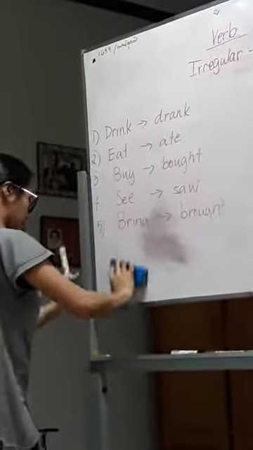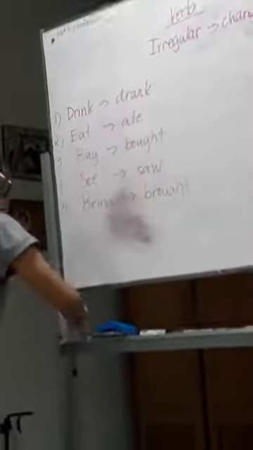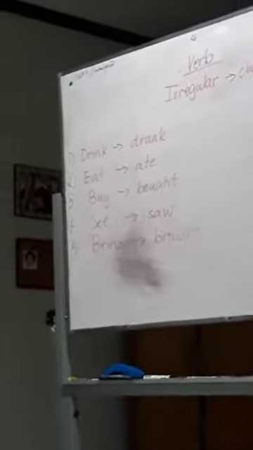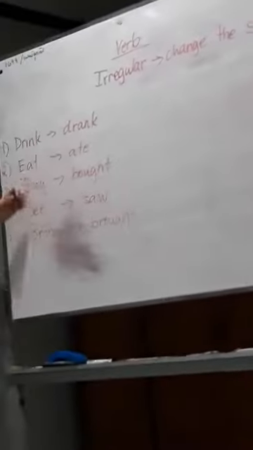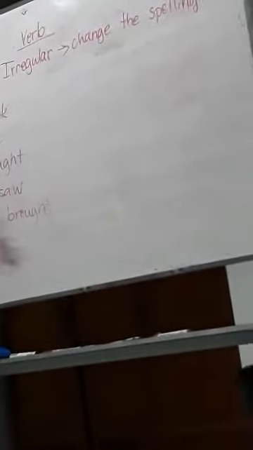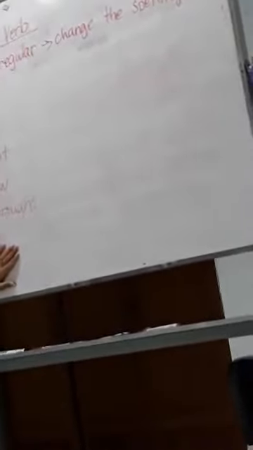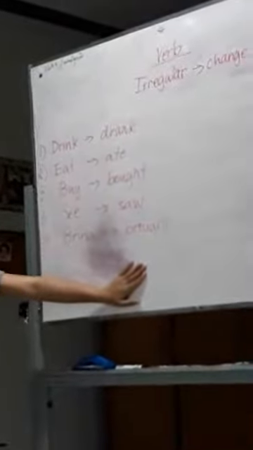Okay, so here are some 5 examples of irregular verb. As you can see, we did not add D or ED at the end. We changed the spelling. So drink became drank. Eat became ate, buy became bought, see became saw, bring became brought. Okay, so do not be confused with buy and bring because it is bought and brought. Most of the students, they get confused about when to use brought and bought. They thought it's the same.